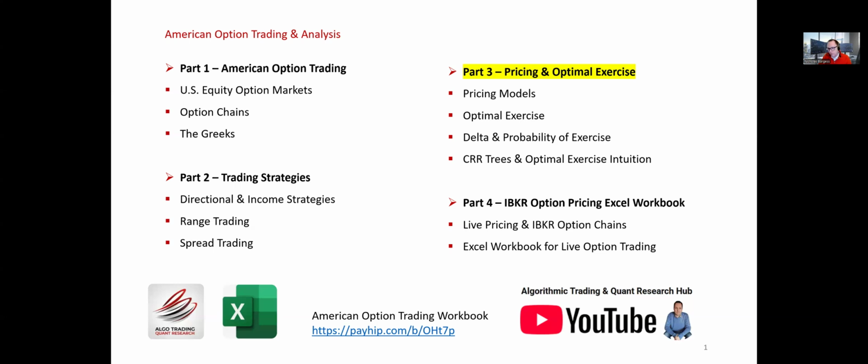We're going to talk about the pricing models, some of the theory behind how our live trading is going to be working. Going to look a lot at optimal exercise, and we're going to look at Cox-Ross-Rubinstein trees, which are CRR trees, and we're going to do that so we can gain a lot of intuition behind optimal exercise. When to assign our options or not. And then in part four, we're going to look at live pricing of options in Excel such that we match the prices on Interactive Brokers and other trading platforms. So part three, pricing and optimal exercise. We'll be referring to an American option trading workbook, and the link for that workbook is here at the bottom.